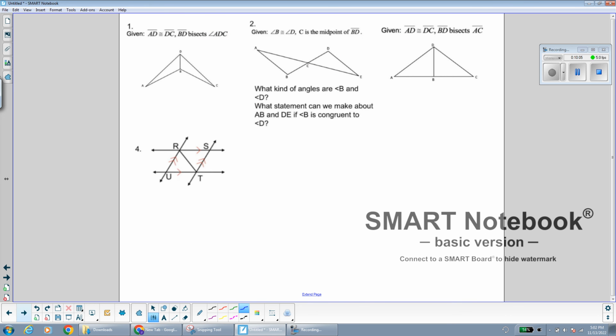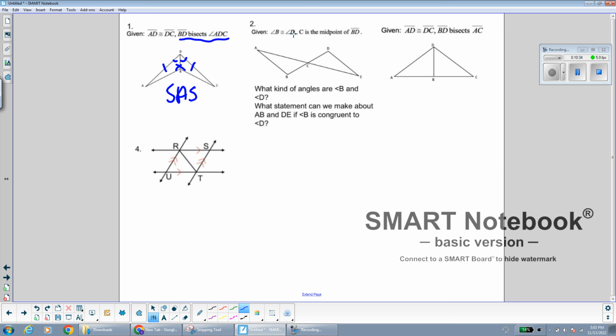Okay, let's figure out how these two triangles here are congruent to each other. So we have AD congruent to DC. BD bisects angle ADC, so angle ADC is being split into two equal parts. And notice we have the shared side between the two triangles, so it's congruent to itself by the reflexive property. So what we have here is SAS.